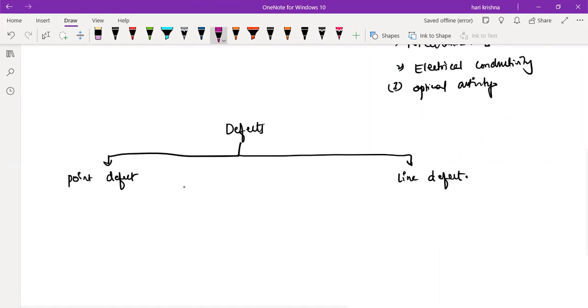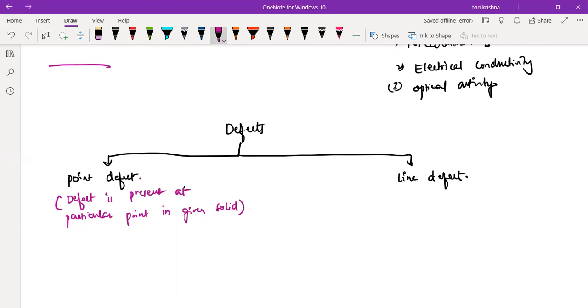What is the meaning of point defect? Anyone? The defect is present at a particular point in the given solid. Only at particular points will the defect be there. That is a point defect. So it is a minimum defect only.